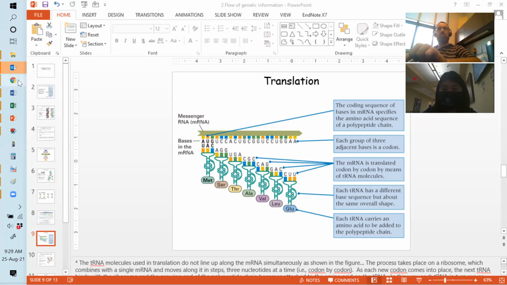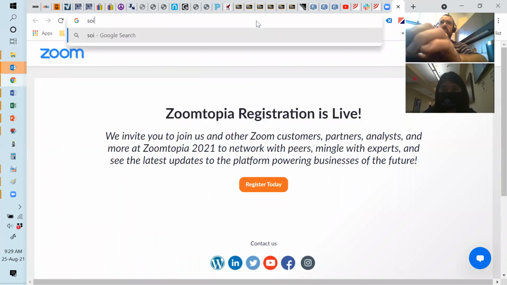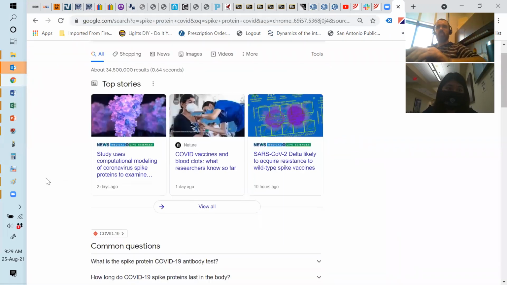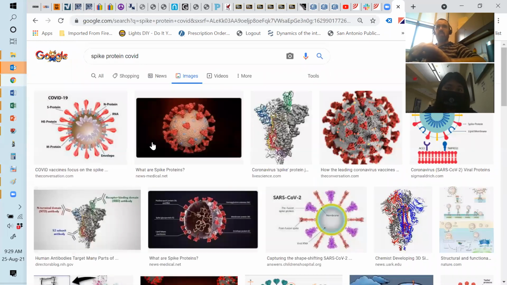And so, let's see if I can find that. Not soy protein. Ooh, lots of cool pictures. So the spike proteins are these cute little red bobbly bits on the outside. Those interact with certain cell surface proteins on our cells and allow the virus to stick and then get into the cells somehow. I don't actually know how.